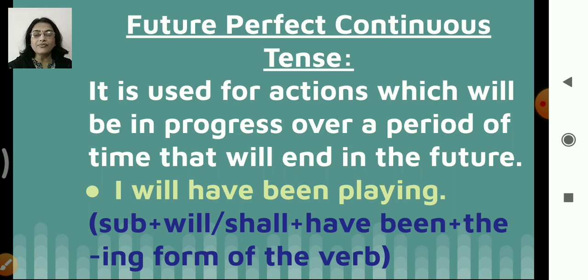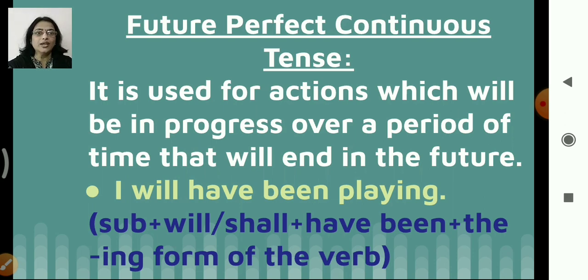So what we will have is subject plus will or shall plus have been, plus the ing form of the verb. We are adding ing to the verb. Play is the verb here and we have added ing. So we get the sentence, I will have been playing.